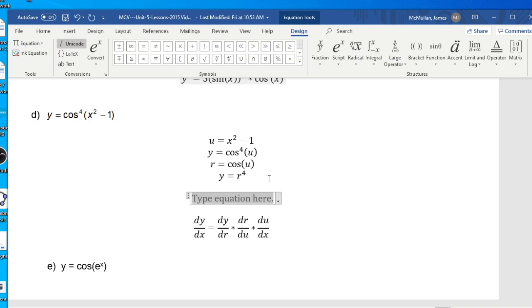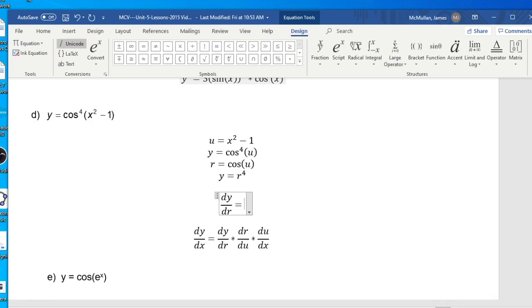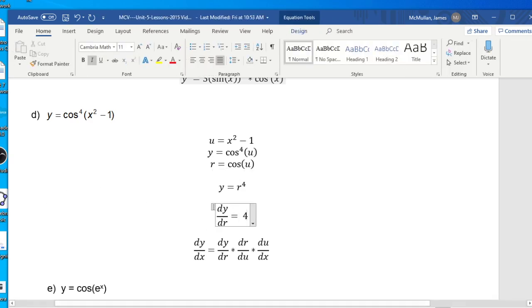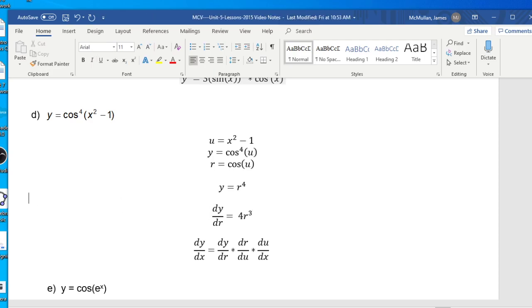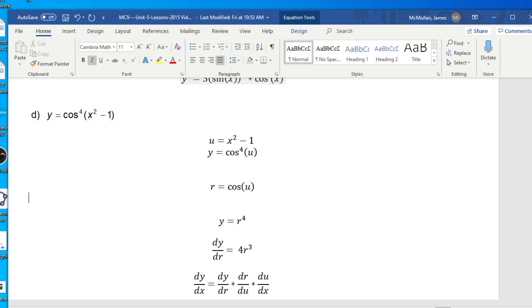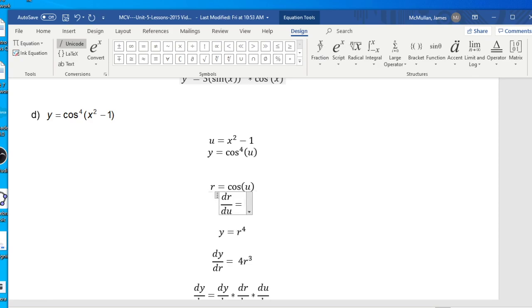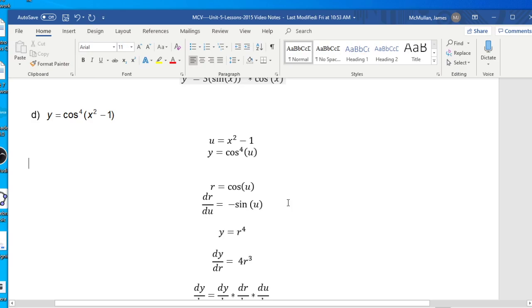These things are very easy to find. Let's look for dy dr first. So I'm looking at this equation here. dy dr is simply 4r cubed. You know how to do that, right? Now let's go to this one. r is equal to cos u. So what is dr du? It would be change the cos to negative sine and then put the u. Negative sine u.